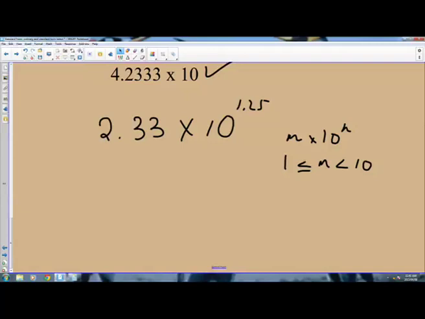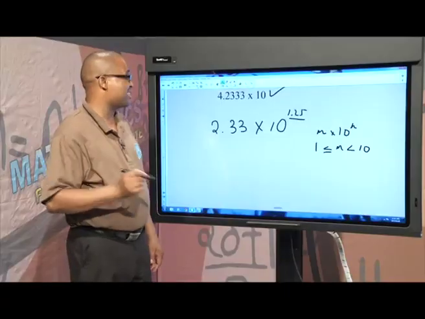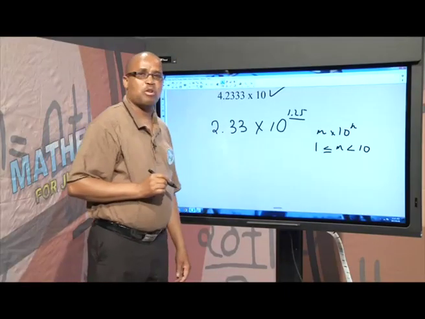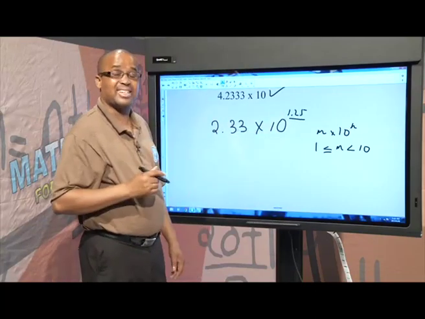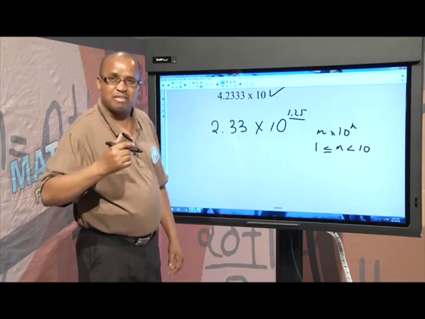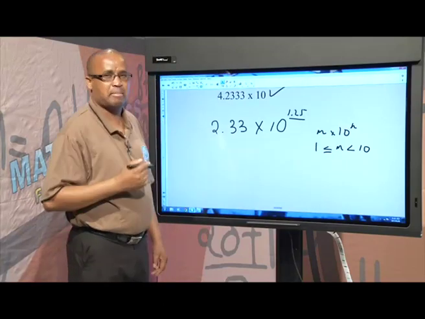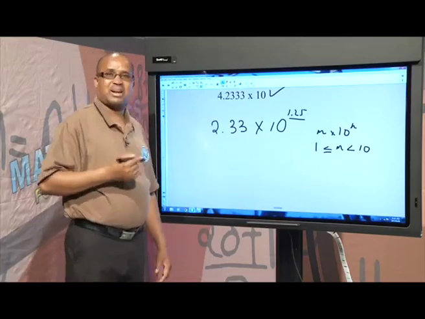But when we check 10 to the power 1.25, this is not an integer. And because it's not an integer, it means this number is not in standard form. For a number to be in standard form, the value of n should be an integer. That is, it's supposed to be a negative or a positive whole number. That's how we write numbers in standard form.